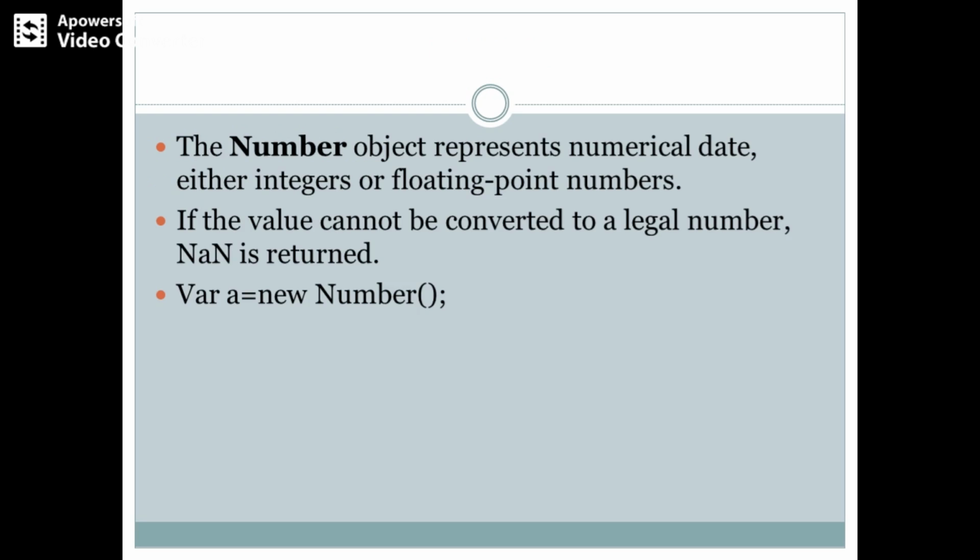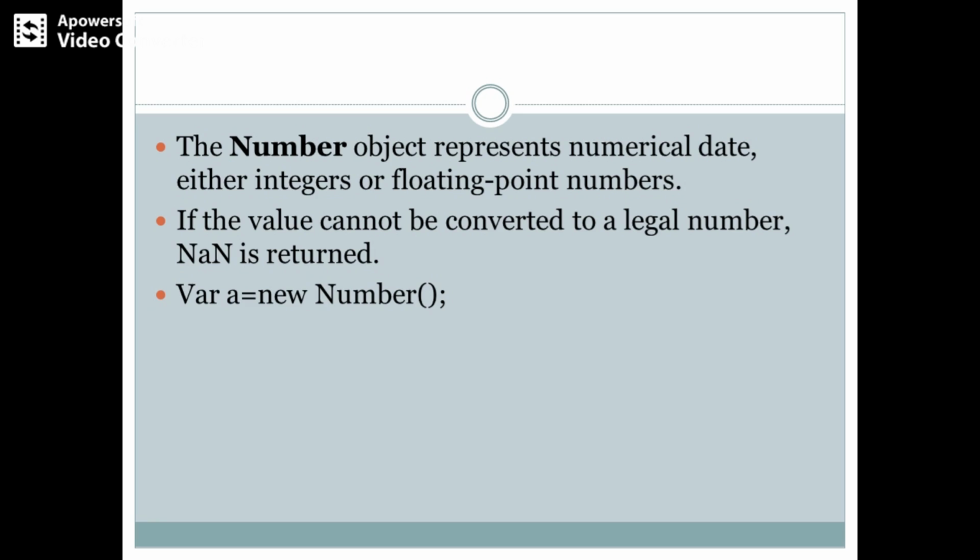So in this slide, let's see about the Number object. This Number object basically represents a numerical data, and it can be either integers or floating point numbers. It converts whatever input is given to an integer or a floating point number. If the value cannot be converted to a legal number, NaN, not a number, is returned.